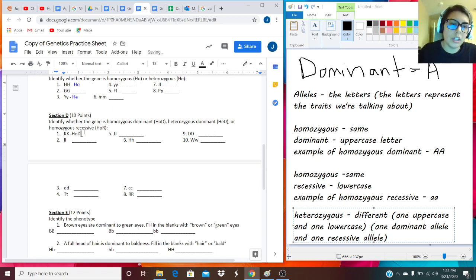So HOD. And please, if you're doing this digitally, make sure that it is in blue, or a color that is different from black, a color that I or your teacher can see, so we can grade it properly. All right.